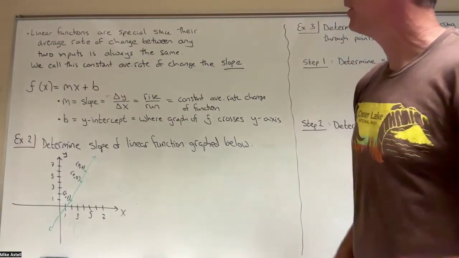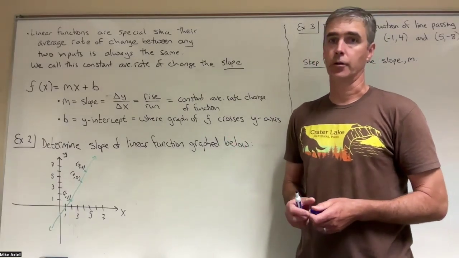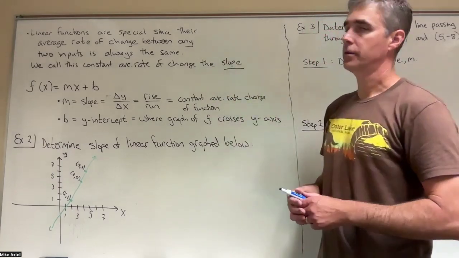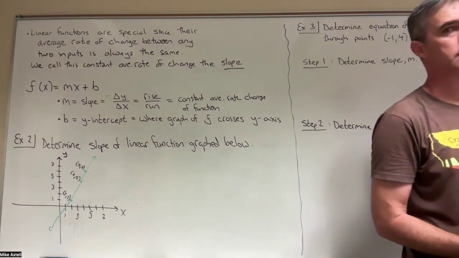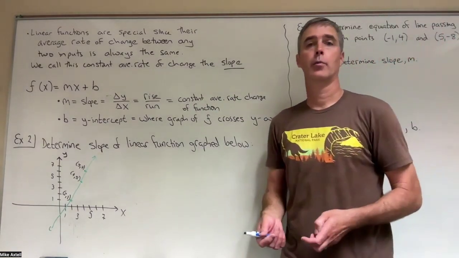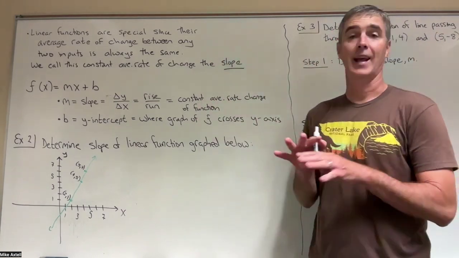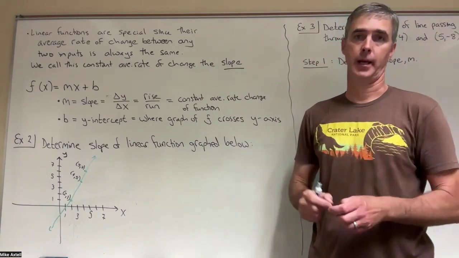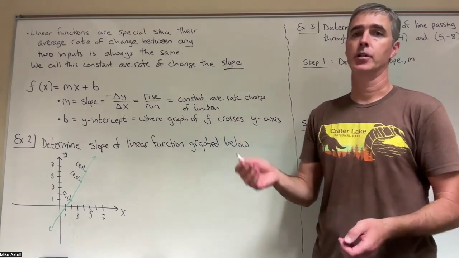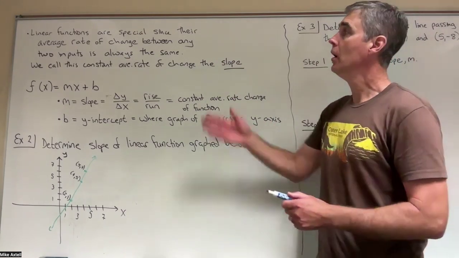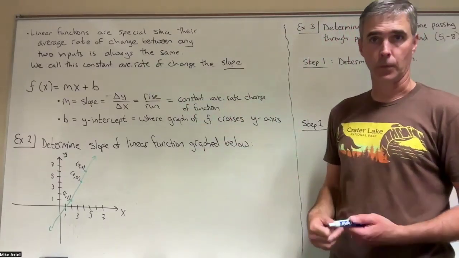Okay, so the last example illustrated a very special feature of a linear function. The special and remarkable thing about a linear function is that their average rate of change between any 2 inputs is always the same. So if you've got a linear function, grab any 2 x values, calculate the average rate of change, you'll always get the same number. We call that number, that constant average rate of change, the slope.